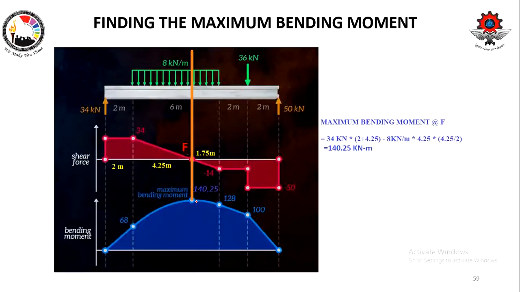So this is how you are supposed to follow the procedure to draw the shear force and bending moment diagrams for this problem, and find the location and the magnitude of the maximum bending moment. Hope you are clear with the problem.